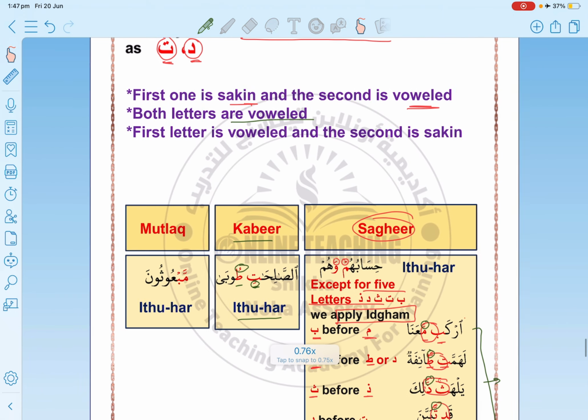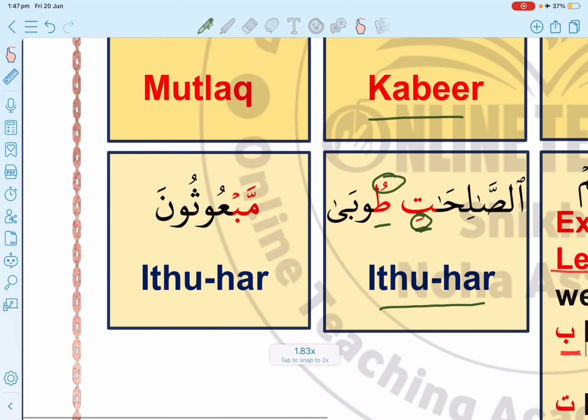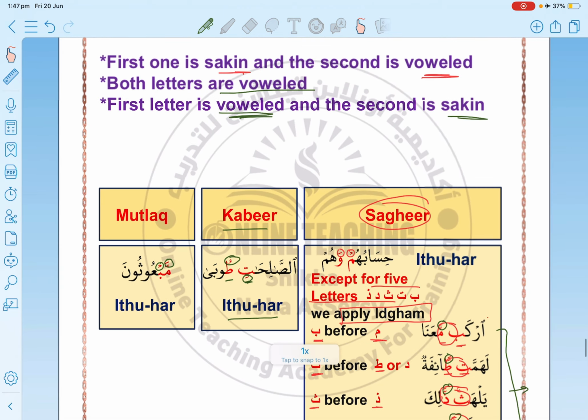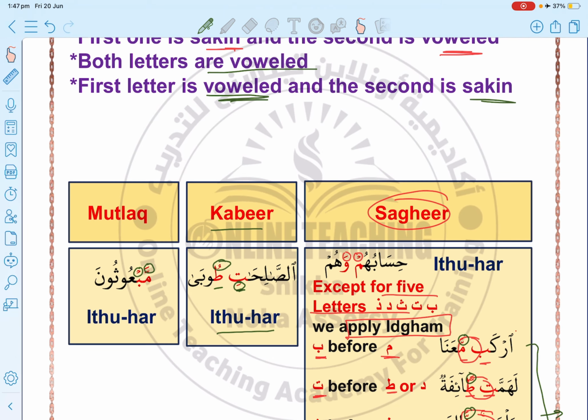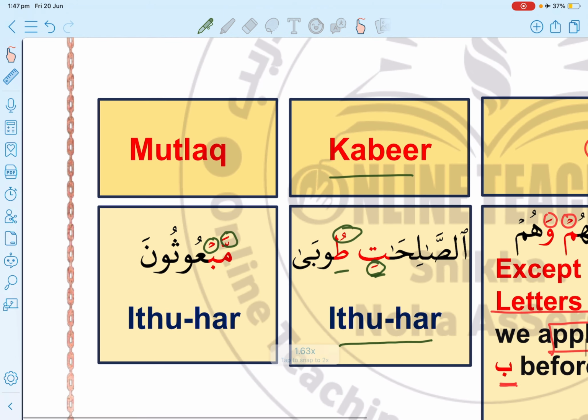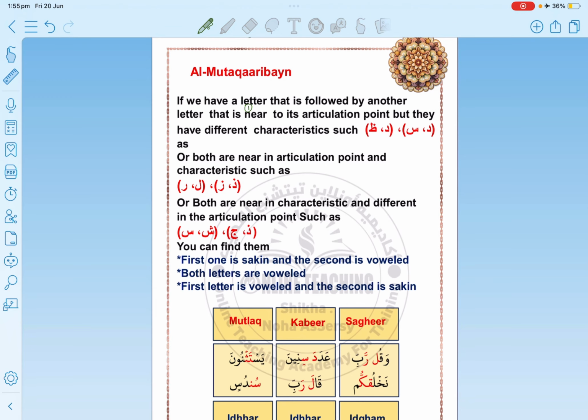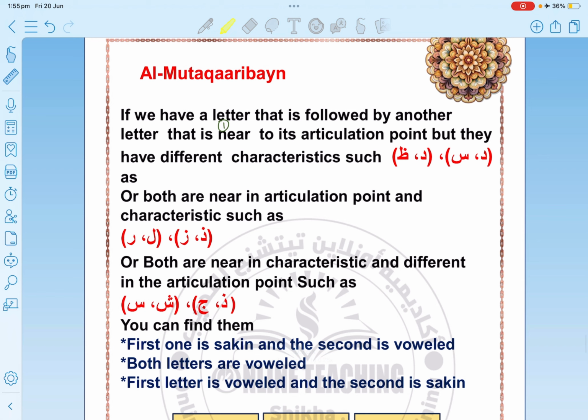Okay, now the mutlaq. In the mutlaq, the first letter is voweled and the second is sakin. As you can see here, the first is voweled and the second has the رأس الحاء, which means sukun. So when the first is voweled and the second is sakin, we will apply the mutajanisan mutlaq. I hope it's easy so far.